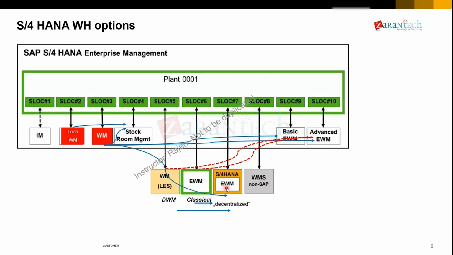Either they can take a decentral S4HANA, or they can take the advanced or basic license, the blue arrows, or the stockroom management. But the lean WM guys mostly might implement the stockroom management. And the DWM ones, the decentralized customers, most likely will go to S4 and decentral. But if they take the embedded option, that would be considered a retrograde step, but nothing stops them. There is no migration guide for them.